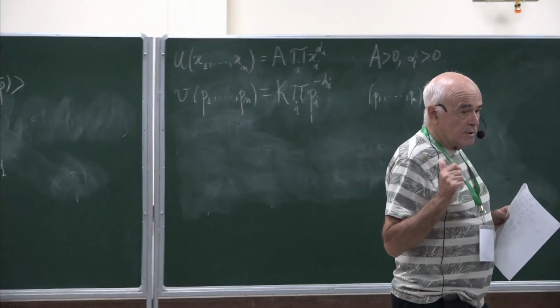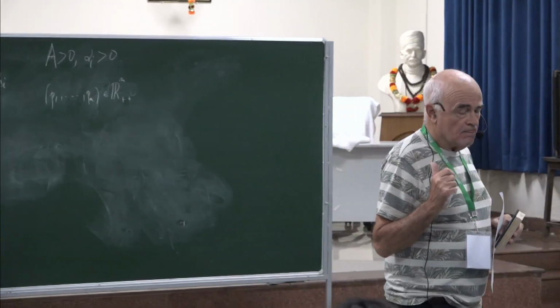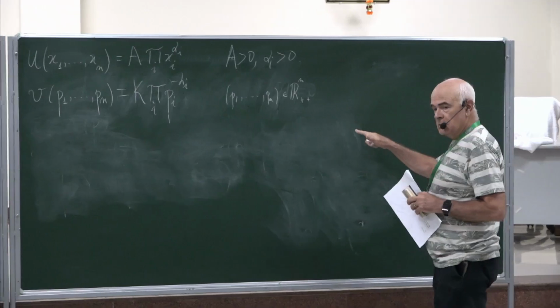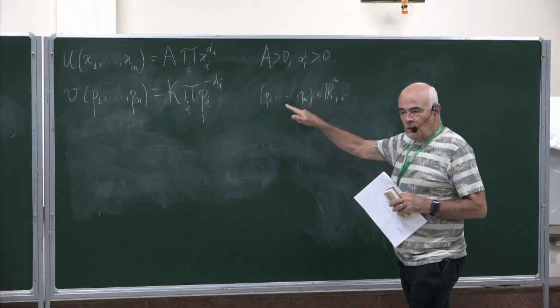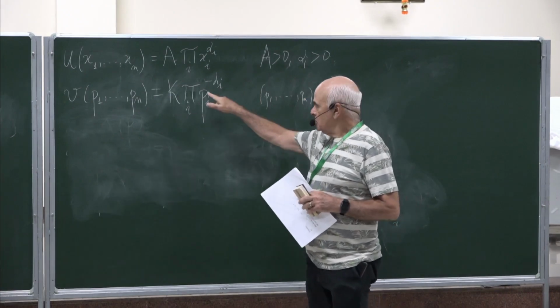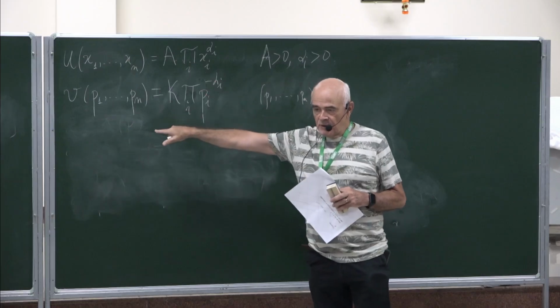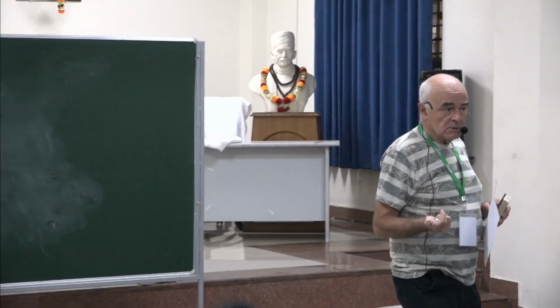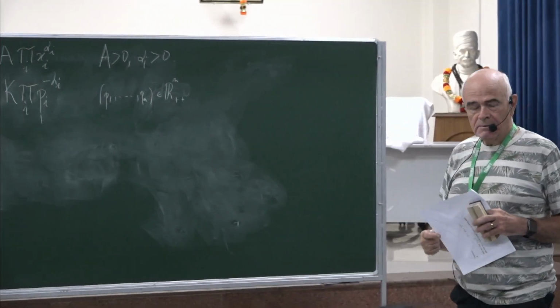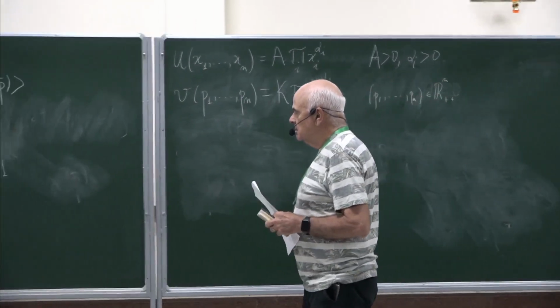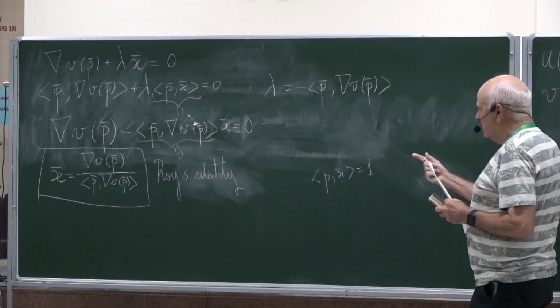But look, this is differentiable everywhere on the positive orthant. And all the derivatives are negative because this exponent comes as a factor. So we have the assumptions that guarantee the validity of Roy's identity. Then let's make the computations.